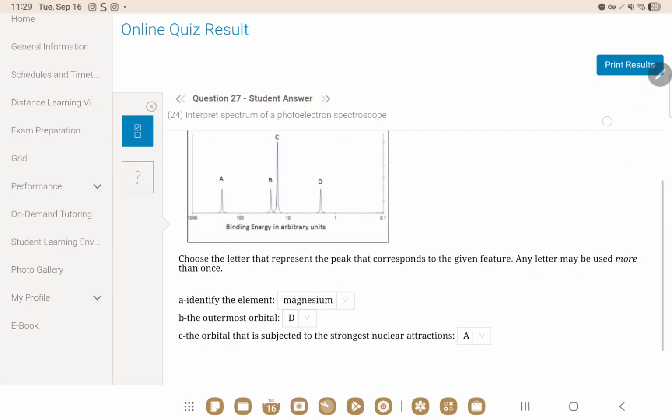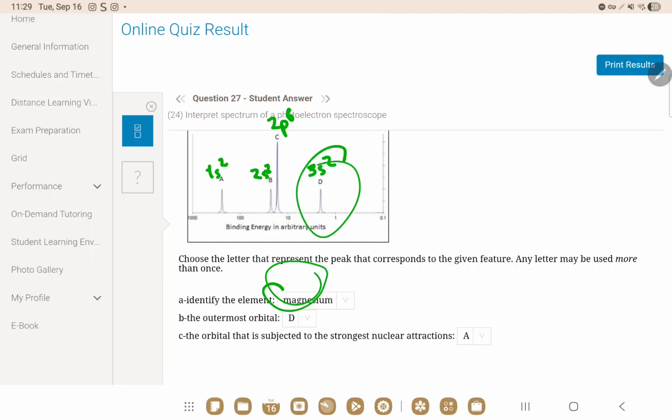Another mass spectrum. For this, 1s2, 2s2, 2p6, 3s2. Add them together, you're gonna get 12, which is magnesium. Outermost orbital is D. The strongest nuclear attraction is the one closest to the nucleus. And as I told you, here it has the highest binding energy and here it's the lowest. Moving on.